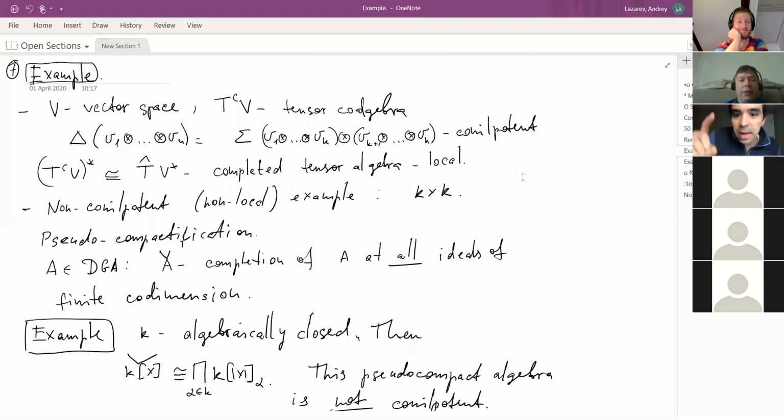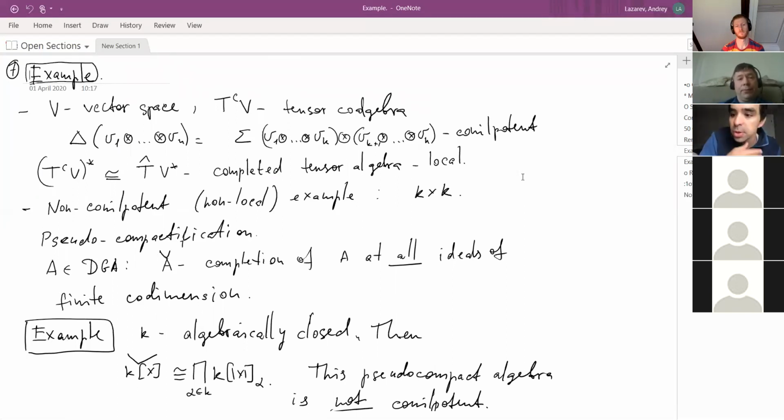Yeah, I was going to ask, how do you understand this condition of conilpotency as something in the usual iterated applications of the coproduct vanish? It's equivalent. It's not difficult to prove that it's equivalent.